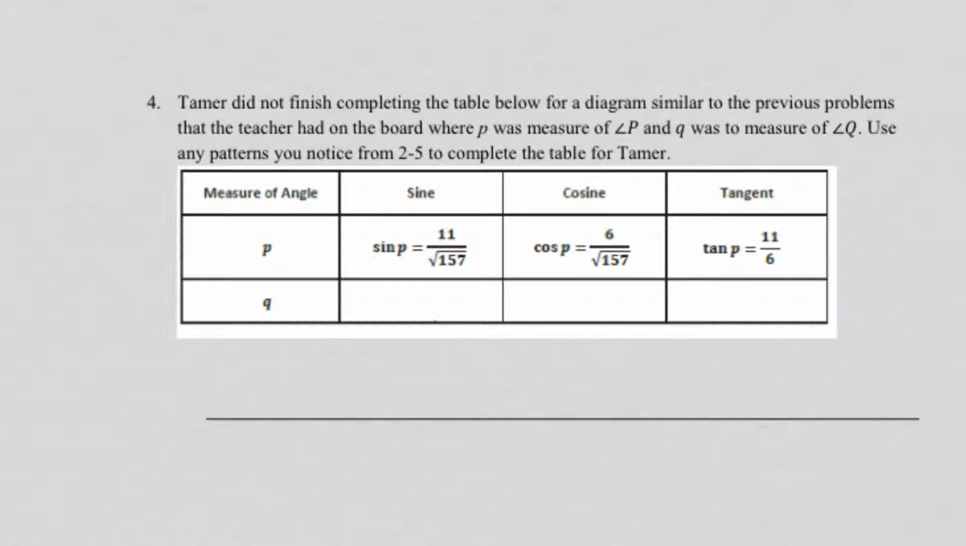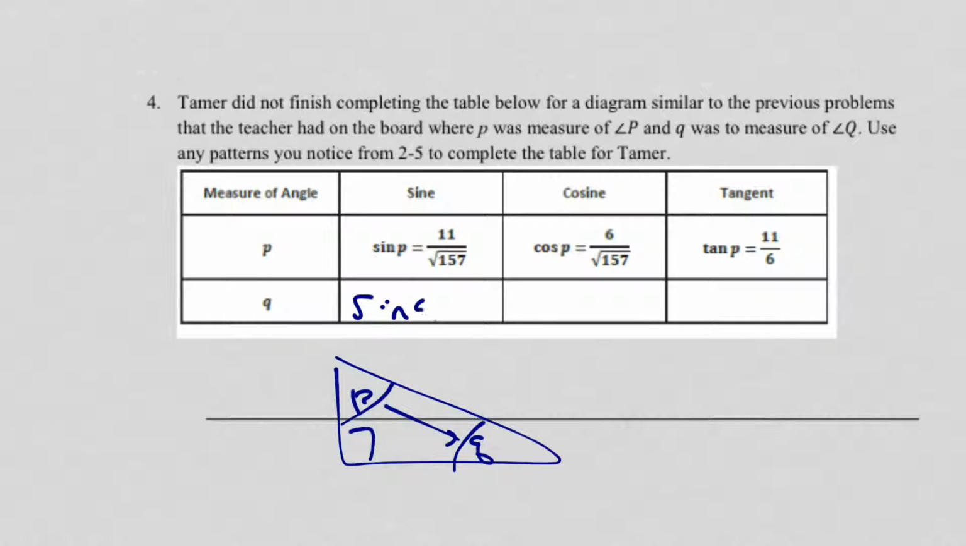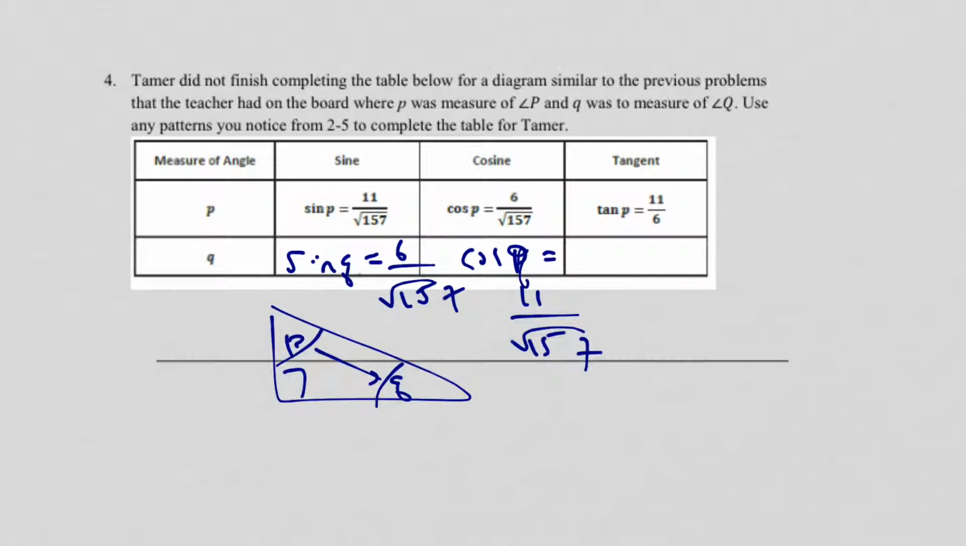In case you guys didn't know, the pattern is simply this. When you're dealing with the opposite angle, so when you're going from P to Q, your answer for sine and cosine flip. So this sine of Q is actually going to equal this little piece over here. And this cosine of Q, sorry, is going to equal this 11 over root 157. And the tangent of Q is just going to be itself flipped over. Not the most urgent pattern, but pretty cool that it's happening.